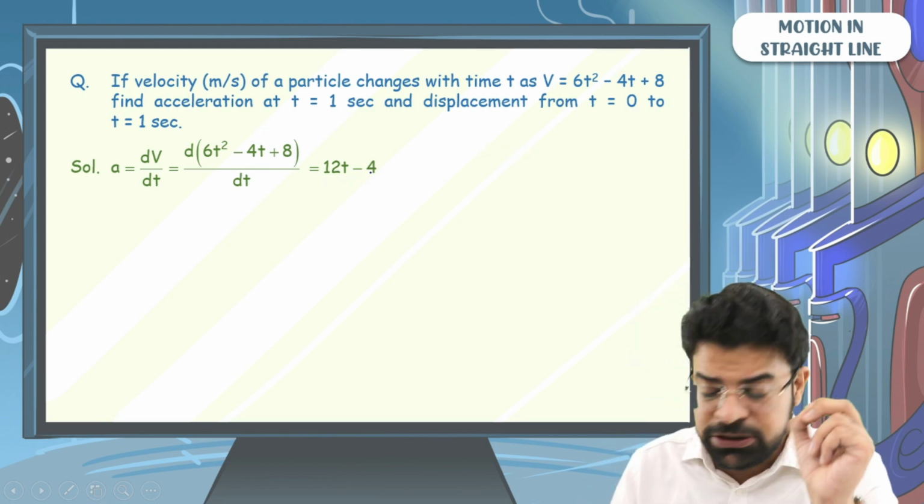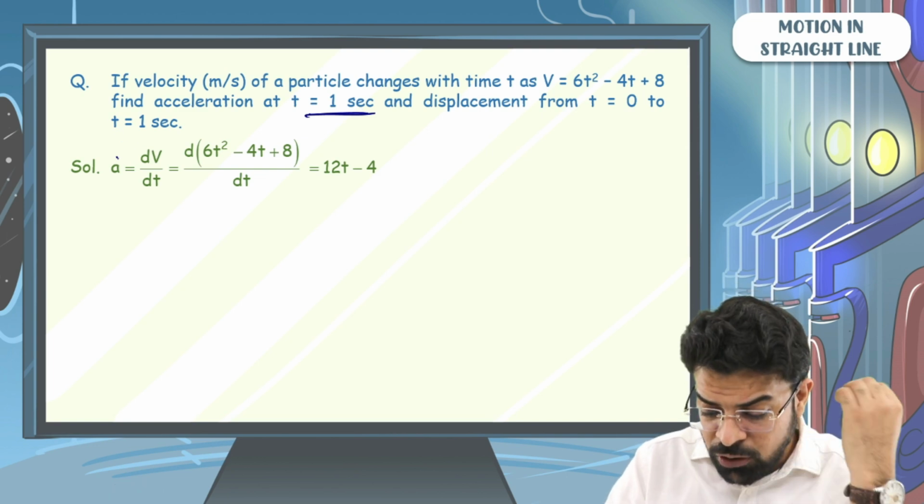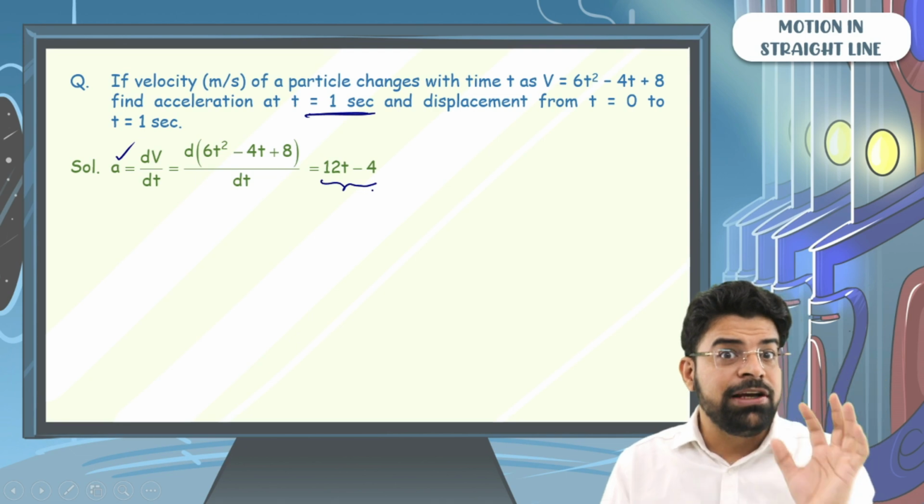As per the problem statement, they are asking you acceleration at time equals 1. You have got here acceleration at any time. You know that acceleration at any time t is 12t minus 4.